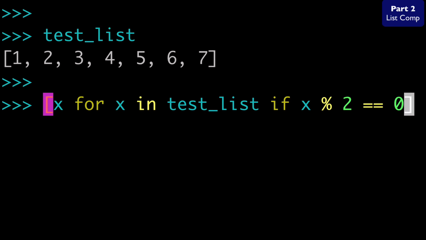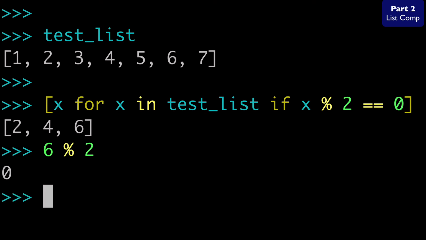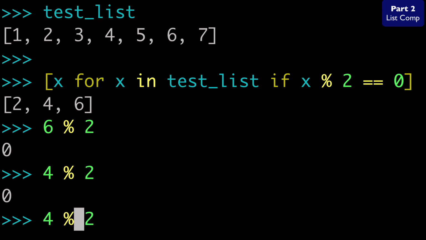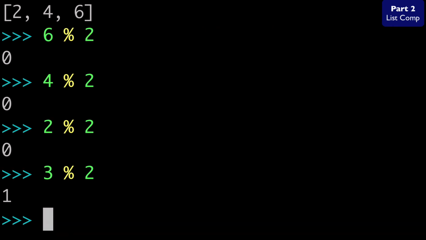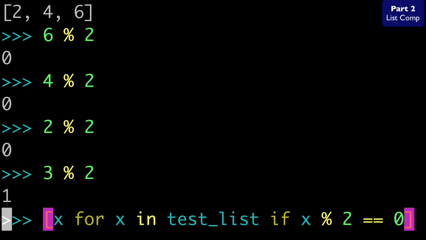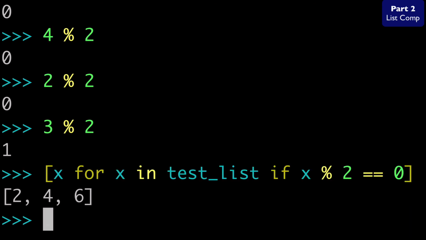Okay? So what do you think is going to be the output when I run this line? Well, we're going to get our 2, 4, 6. We're going to get all those even numbers. And that is exactly what we were expecting, right? Because we know that 6 modulus 2 equals 0. We know that 4 modulus 2 equals 0. We know that 2 modulus 2 equals 0. And just to experiment here, 3 modulus 2 will have a remainder of 1. So that's not what we're going to get. We're going to get 2, 4, and 6.